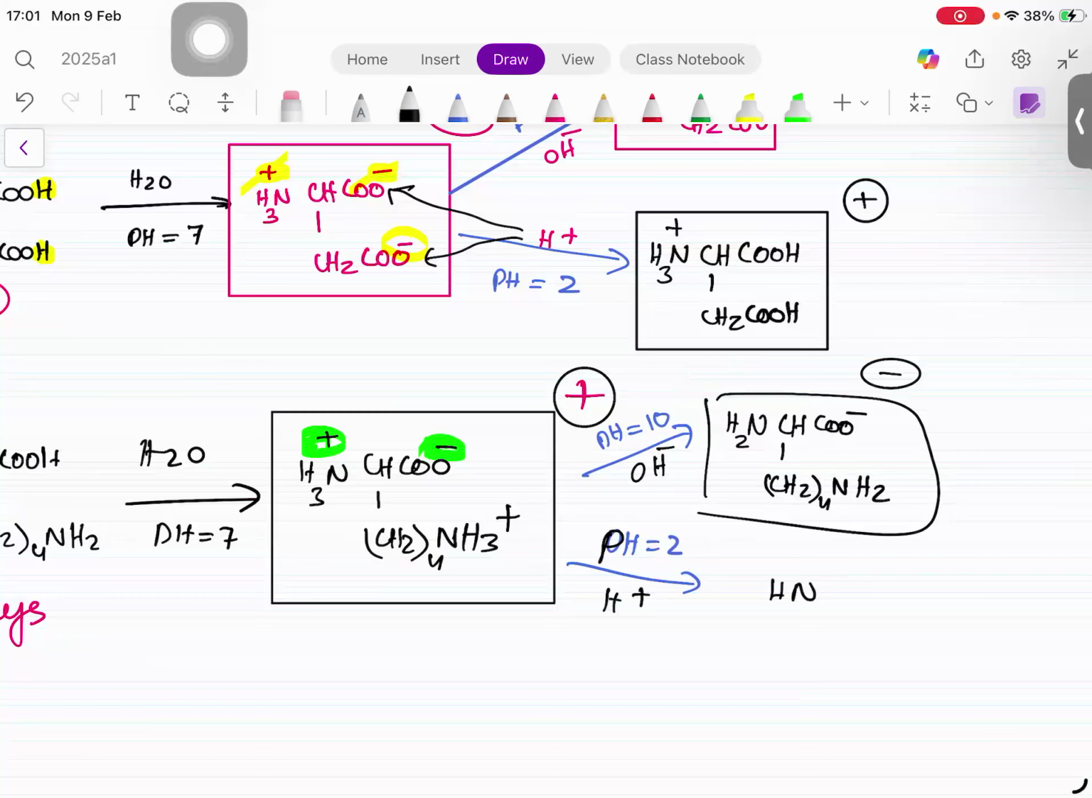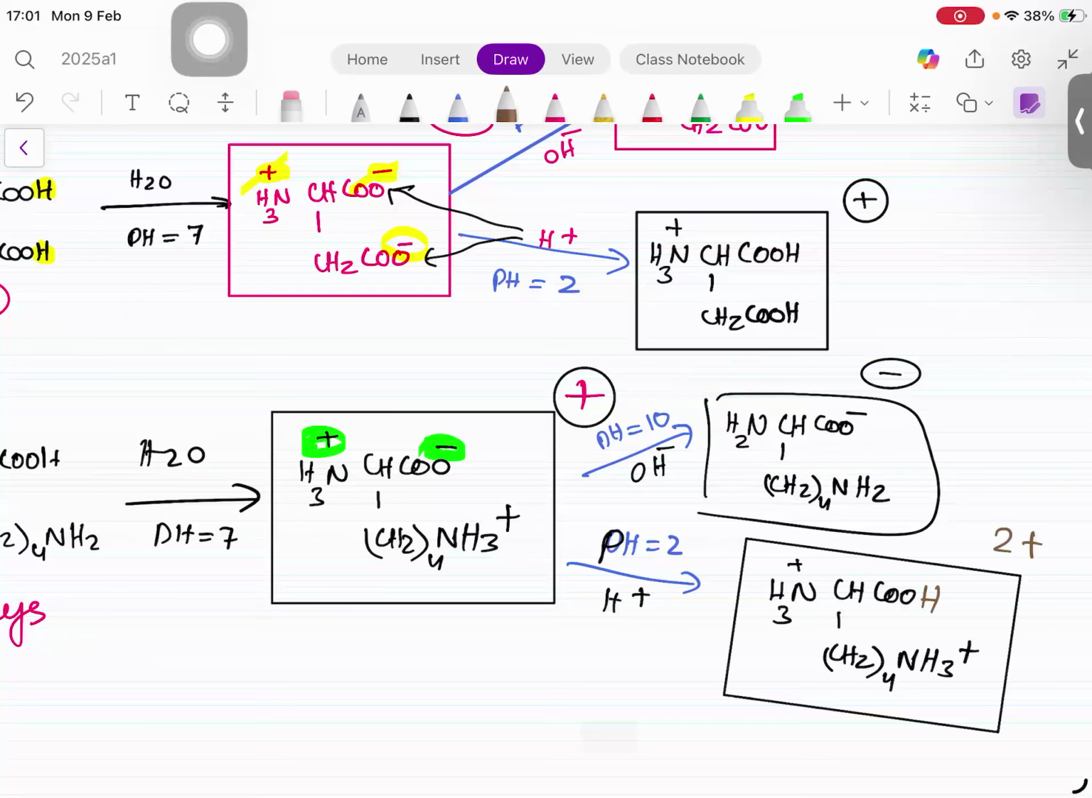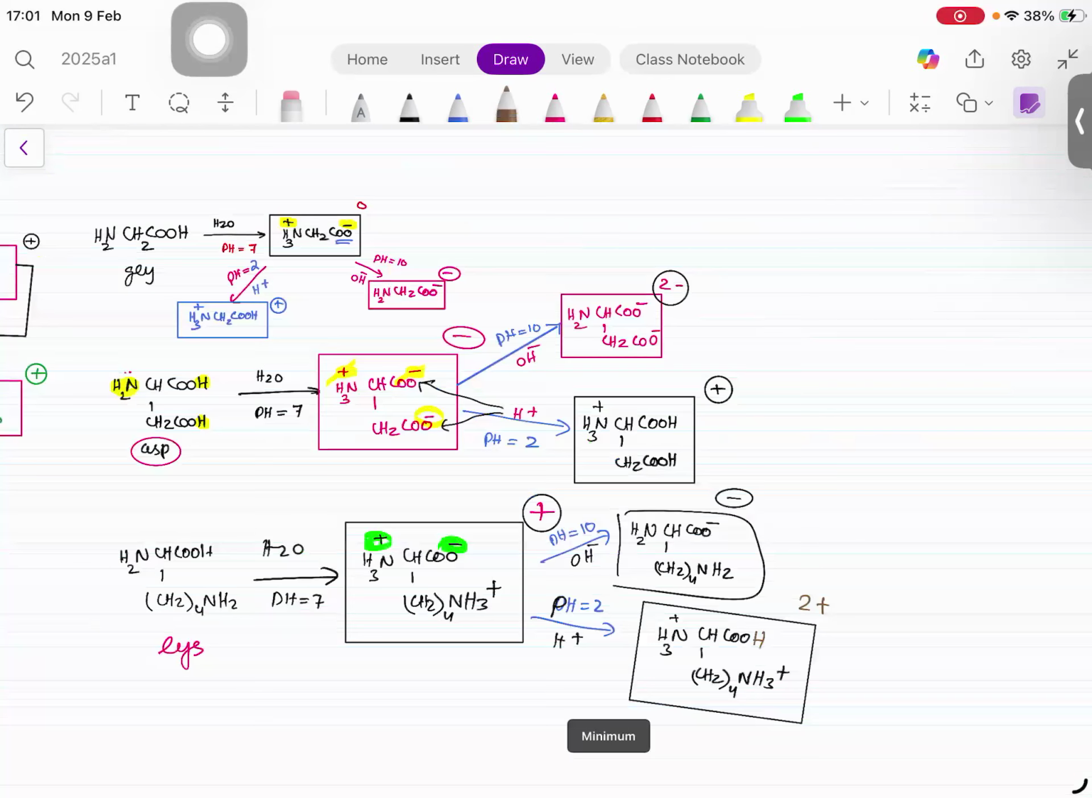Yes. So NH3 positive, CHCOO negative, CH2 4 times, NH3 positive. Sorry, yeah, it will become COOH. So what is this? 2 positive. Do you get it? So these are their changes.